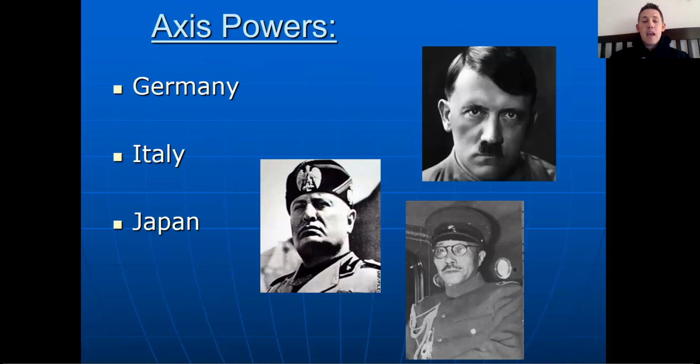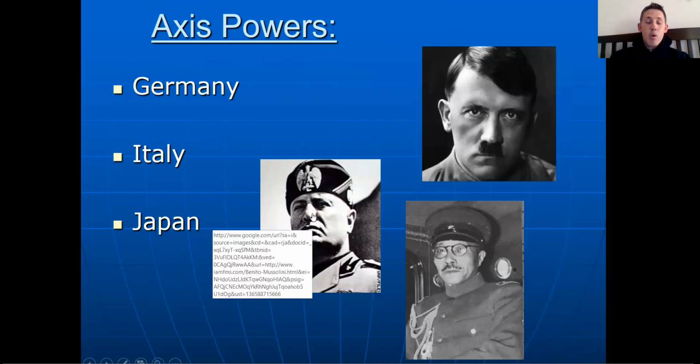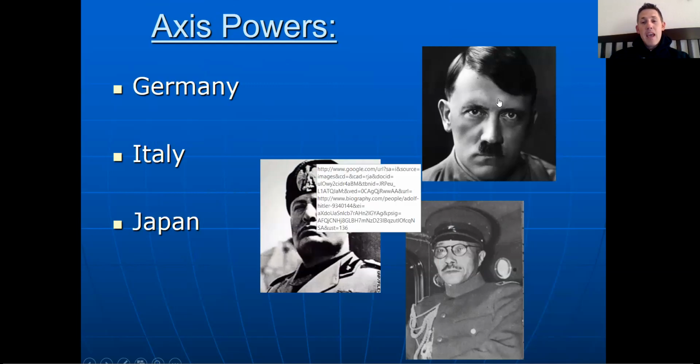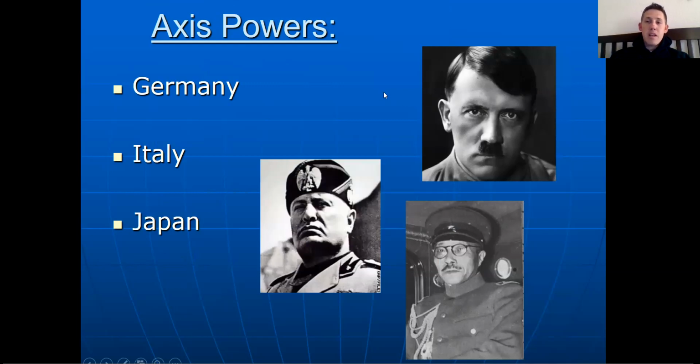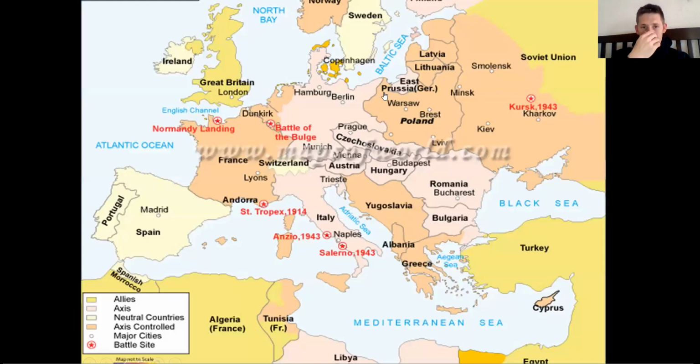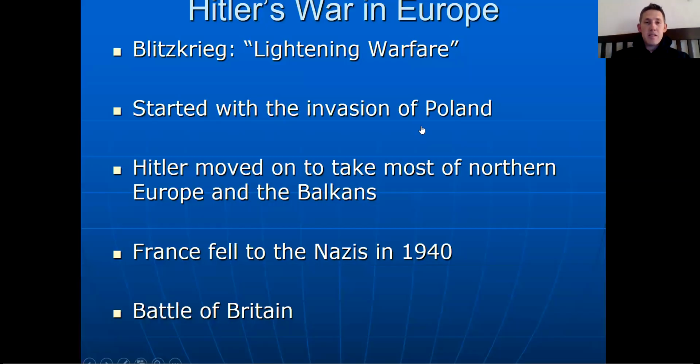The Axis powers: Hirohito from Japan, Benito Mussolini from Italy, and Adolf Hitler from Germany. He's going to be the big bad dude. Okay, here's a map showing some specific battles that took place. This is the Normandy landing, D-Day, the Battle of the Bulge. My grandfather fought in this war, okay? This is the area where Great Britain, France, and the United States are eventually going to be fighting. And over here is where the Soviet Union, Russia, is fighting Germany on that side, okay?